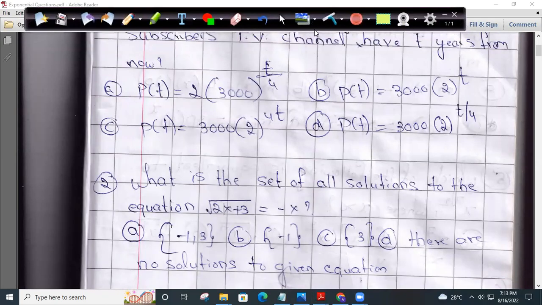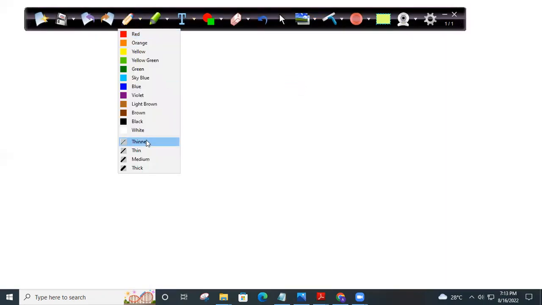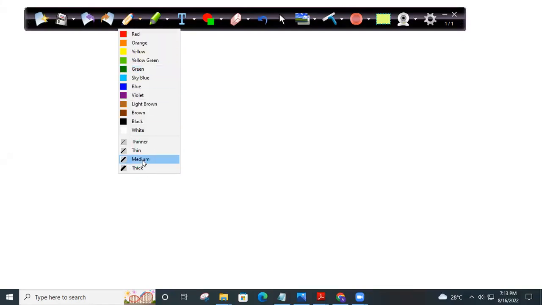Now, what is an exponential function? What are the types of questions asked in SAT? Everything I'm going to discuss with you. Before even starting, I want you to know two terminologies in this: one is x-intercept and second is y-intercept.